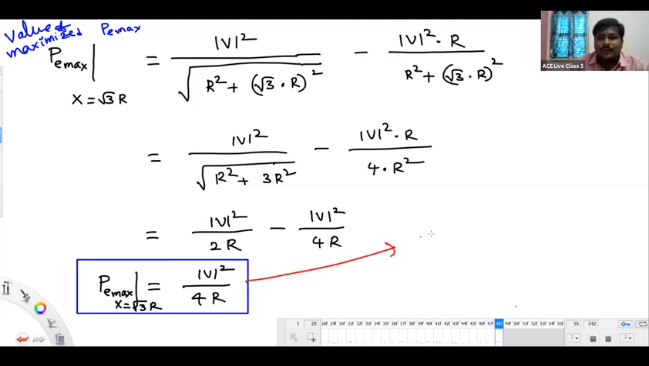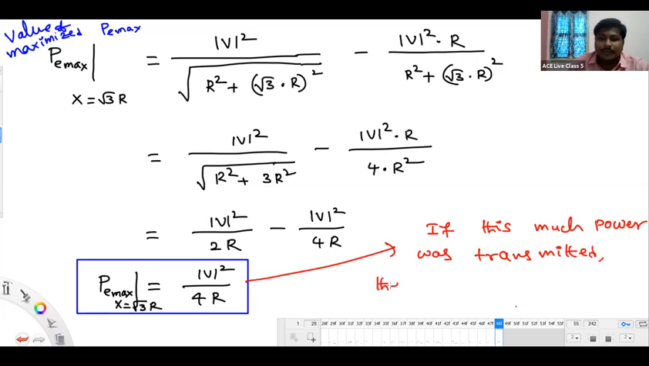So if this much power is transmitted, the efficiency of the system will be very, very low. That's why we don't encourage it.